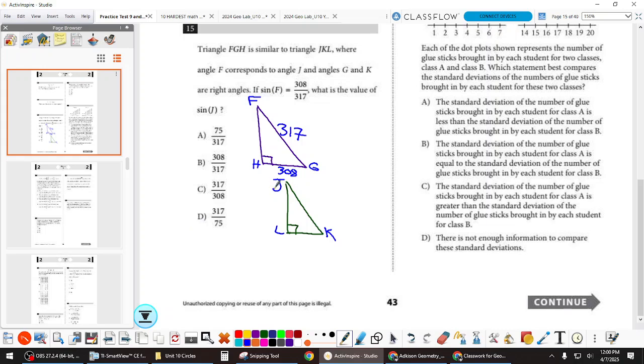Well, do we know any lengths in this? No. Angles are similar. But what do we know about similar figures? The sides are proportional, not equal. So which of these has the same value as the sine of F? B. So it is B. But now you know why.